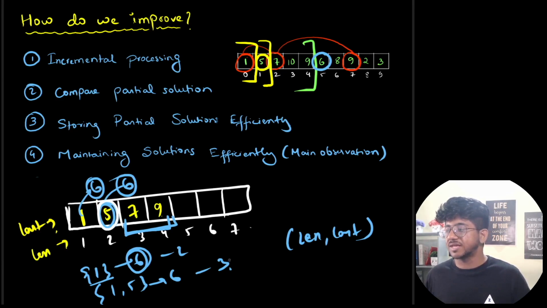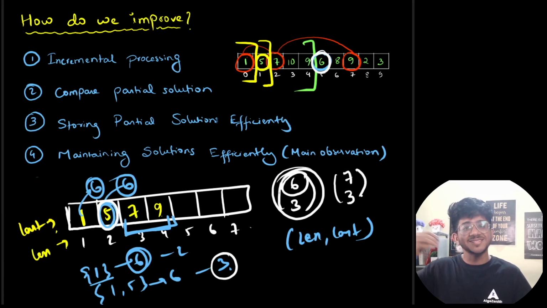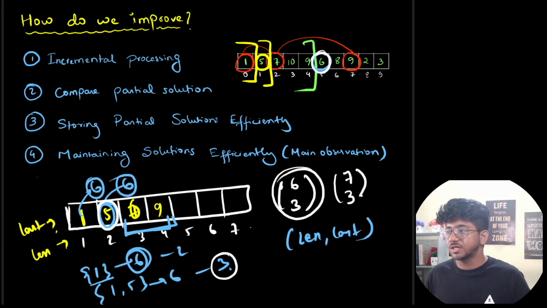In that case, we will get length 3 and a 6 as the partial solution for this particular endpoint. In fact, there was an endpoint of length 3 with last as 7. Note that since 6 is less than 7, it's much better to keep 6 over here than 7, because 6 can maybe later give us much more room to expand, right?